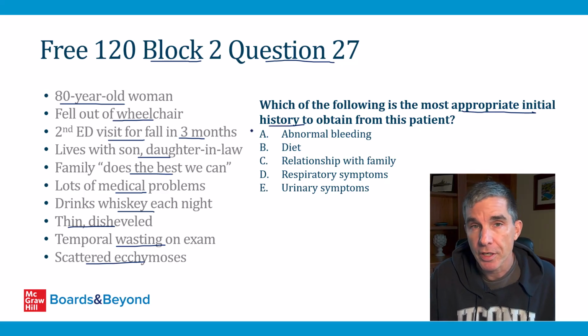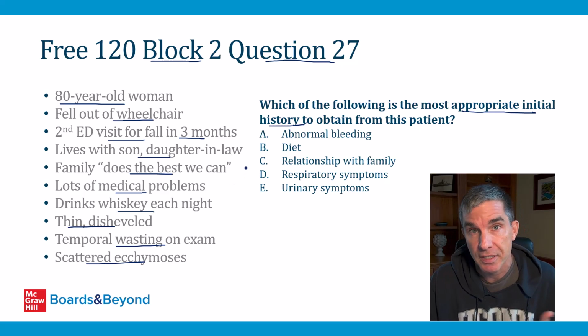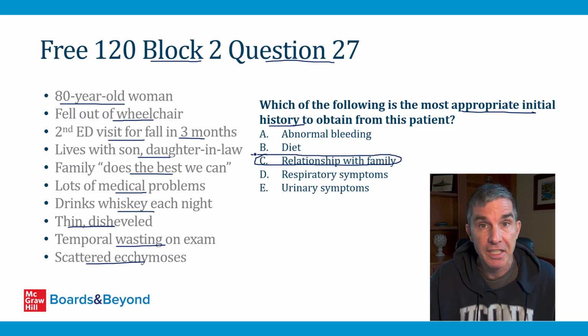All right, guys, so this question is trying to paint a picture of a woman who's at risk for elder abuse. And they want you to recognize that and then realize that the most important thing to get more history on initially is her relationship with her family, to probe as to whether she may be in danger and you may need to take action to protect her from further harm.